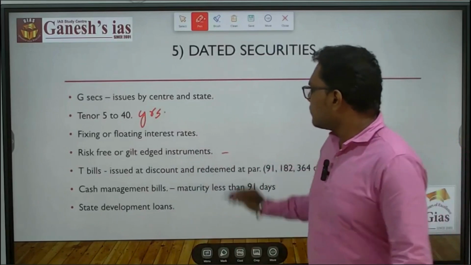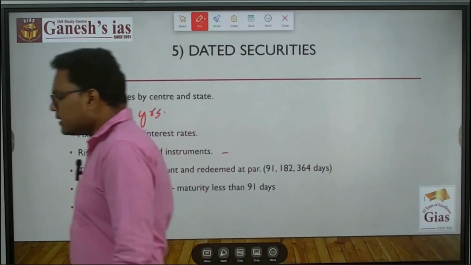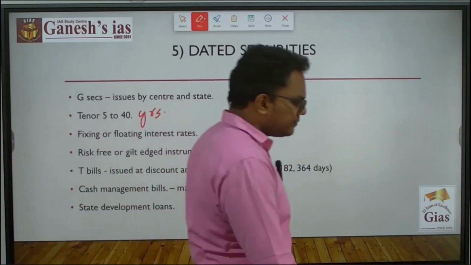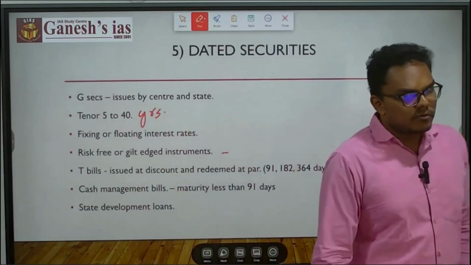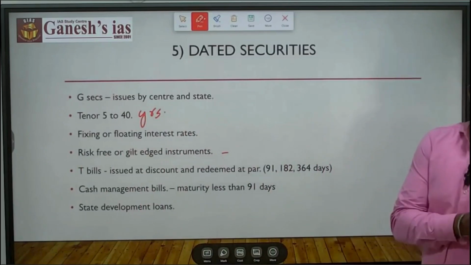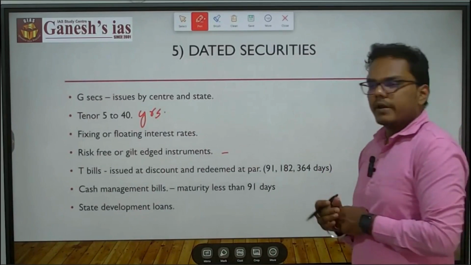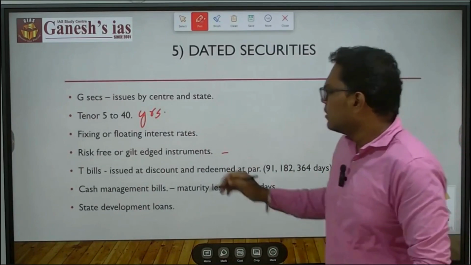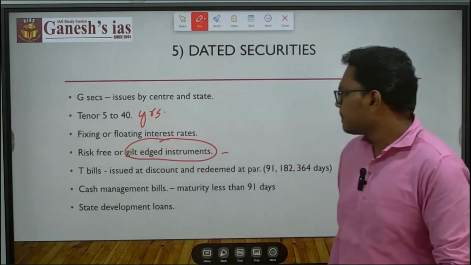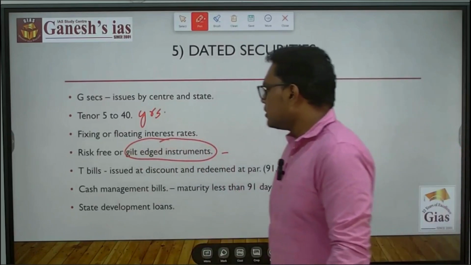And then these are risk-free and gilt-edged instruments. Gilt-edged instruments means they have very little or no risk associated with them, because these are government securities, and anyway your government is going to pay it back to you. So these are risk-free or gilt-edged instruments. I think it's important to know these terms. And then you need to know about treasury bills.